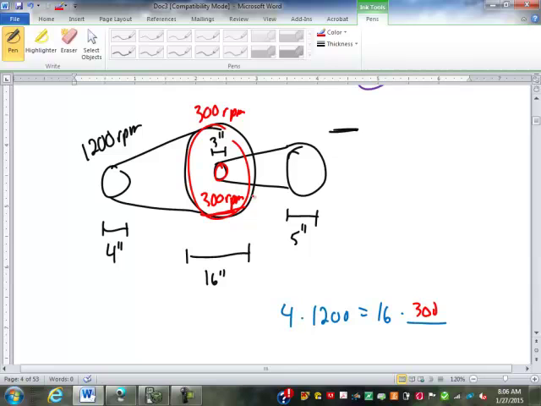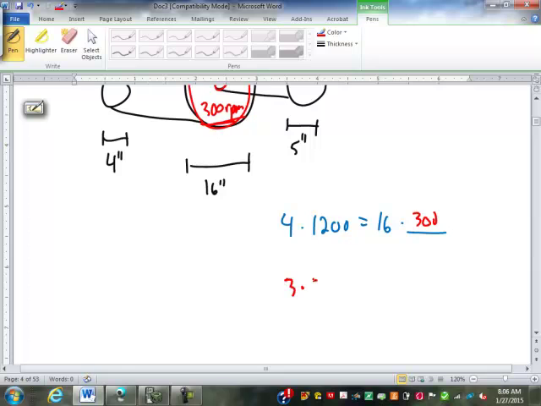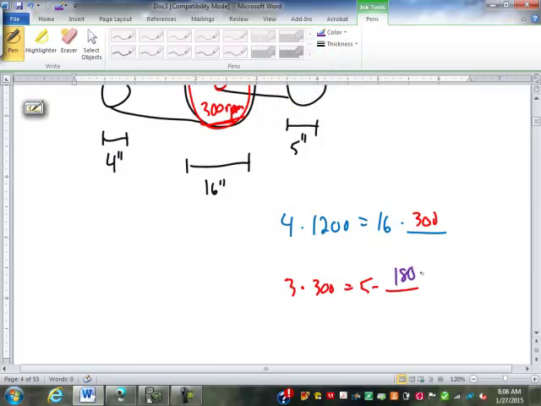They'll start doing, 16 times 300 equals 3 times, no. They're on the same shaft. They're connected. They have to be going the same speed. So that is now 3 times 300 equals 5 times blank. And yes, that would come out to 180. I threw that out there on purpose because most people miss that and they start cranking through the formula. When you're looking at these, make sure you ask yourself, what has to be going the same speed?